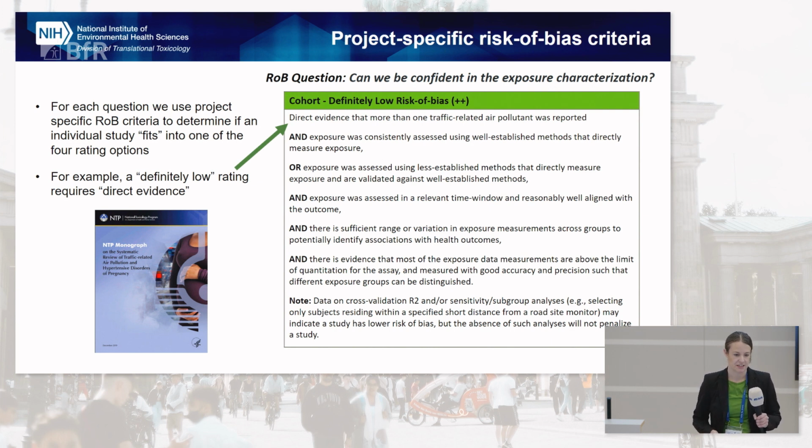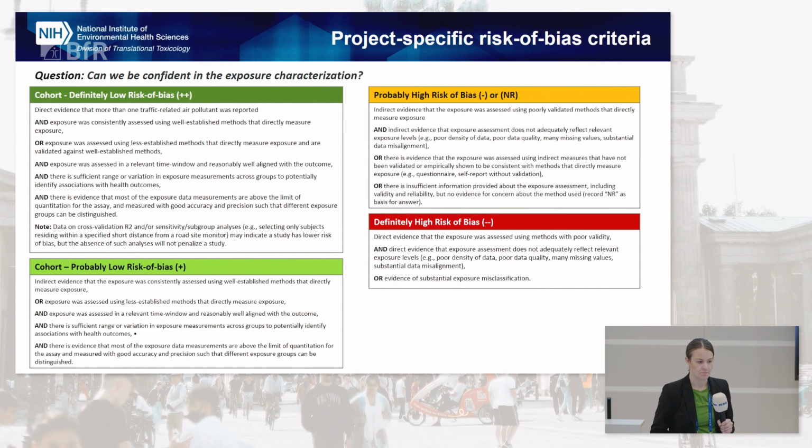And the example that you're seeing here is from our monograph on traffic-related air pollution and hypertensive disorders of pregnancy. This is describing the criteria for a definitely low risk of bias in a cohort study for the question of, can we be confident in the exposure characterization? And as I alluded to before, the difference between a definitely low risk of bias and a probably low would be that definitely low requires direct evidence that a study meets the criteria, whereas probably low would have indirect evidence that the study meets that criteria.